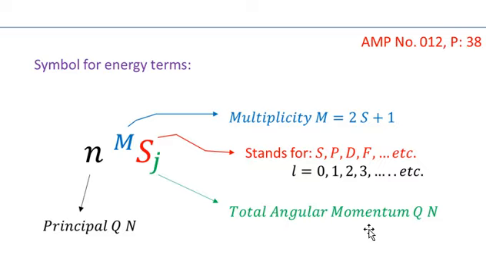And this J is actually the total angular momentum quantum number. So you see that in spectroscopic analysis, we have this notation in which we have the principal quantum number and the total quantum number, and the orbital quantum number is represented in terms of these notations, and then we have the multiplicity.